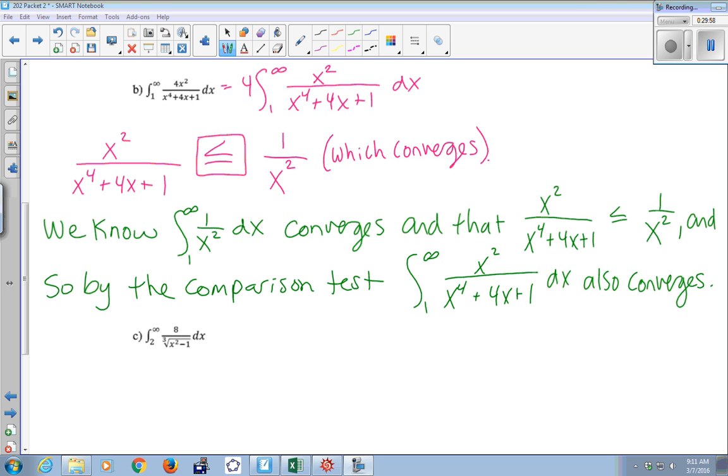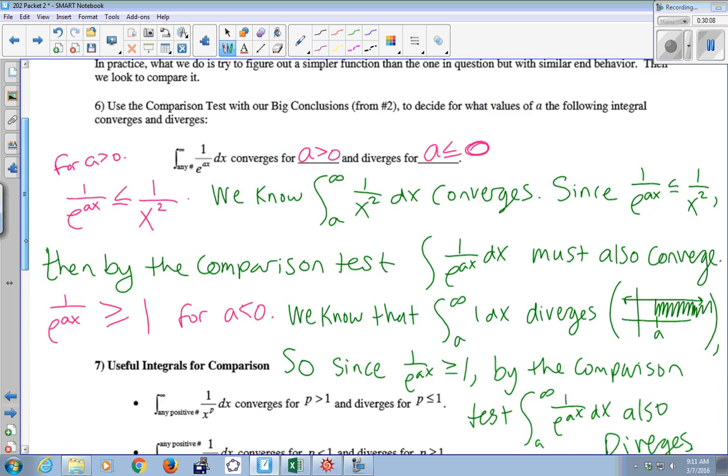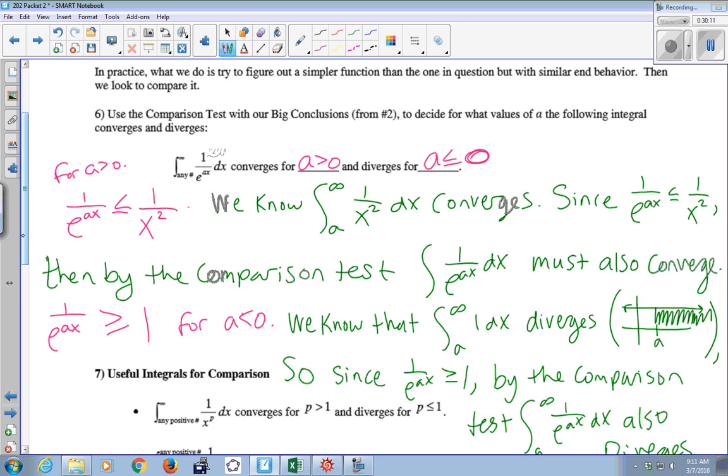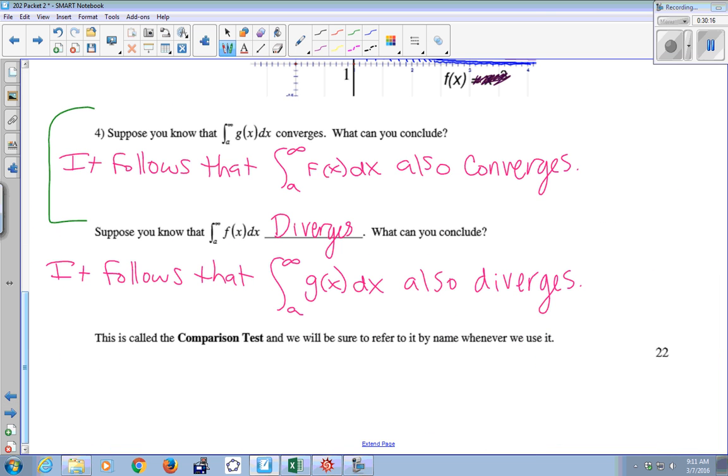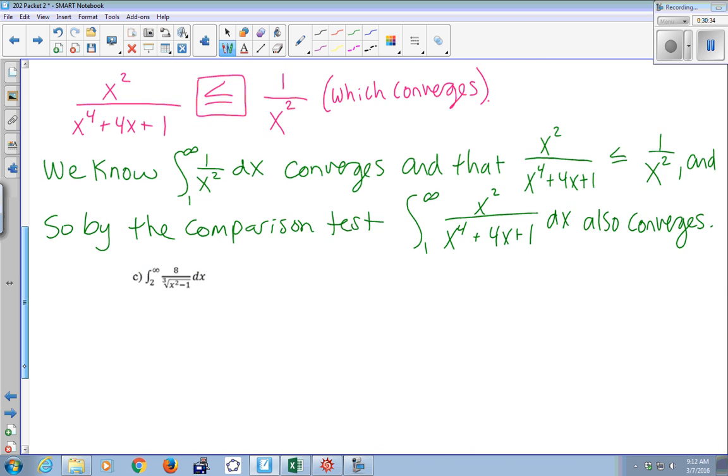All right, so our first two examples that we've done together have involved being smaller than something convergent. That's just the first part of the comparison test. If you can show that your integral is smaller than something that converges, you have to also converge. So my third example is going to be this other one. If the thing that you are comparing to diverges and your integral is bigger than it, then you also get divergence.